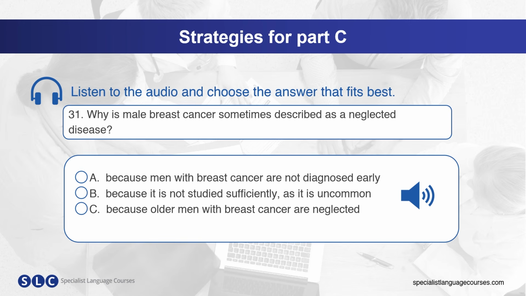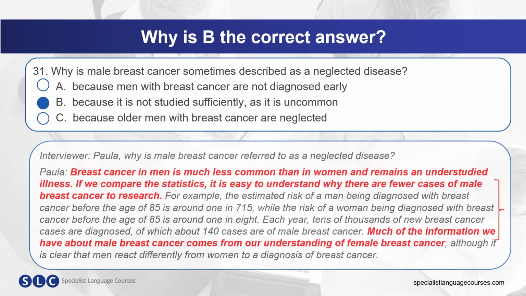And the correct option is B. Answer B states that it is sometimes regarded as a neglected disease because it's not sufficiently studied as it is uncommon. We can see in the audio that breast cancer in men is much less common than in women and remains an understudied illness. It's then supported by statistics comparing the incidence of cancer in men compared to women, highlighting how uncommon it is in men. It is then restated by confirming that the understanding of male breast cancer comes from the information about female breast cancer.